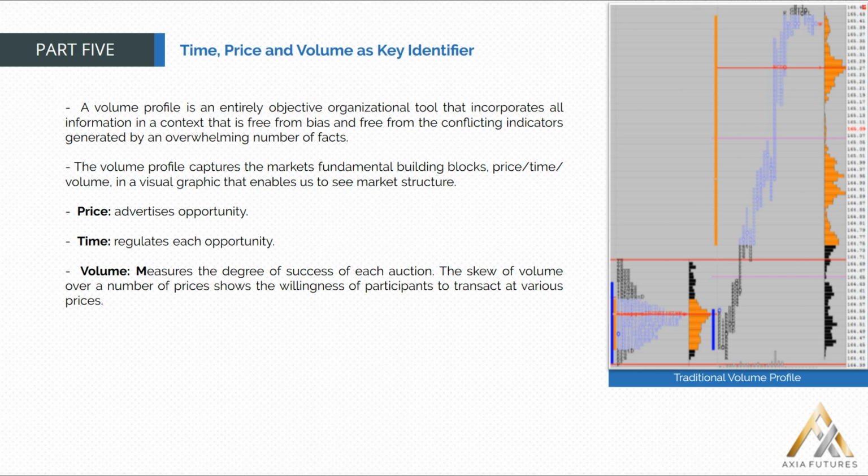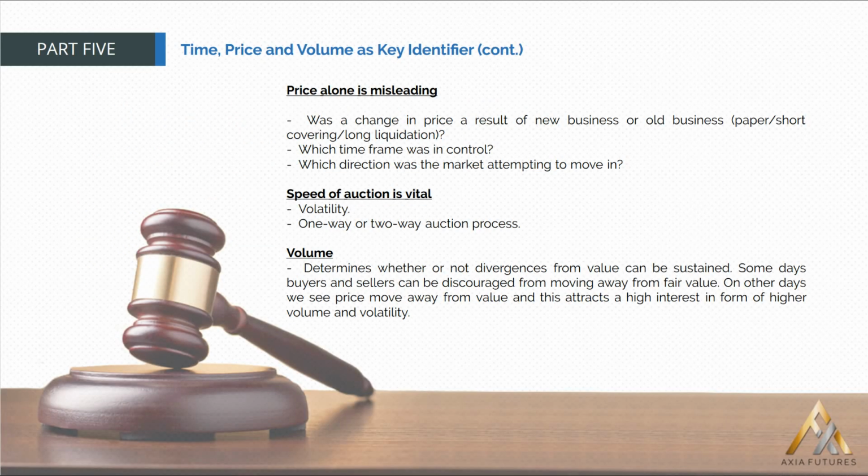Now remember, price advertises the opportunity. Time will regulate each one of these opportunities. Volume measures the degree of success of each auction. The skew of the volume over a number of prices shows the willingness of participants to transact at various prices. Now, over the course of this Module 2, you're going to start understanding the auction process a lot more. We're going to throw in a few more elements now into the concept of time, price, and volume.